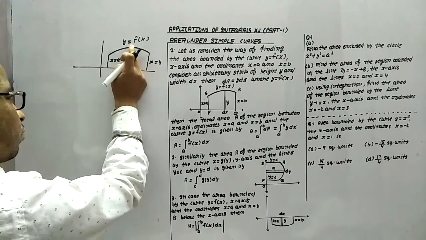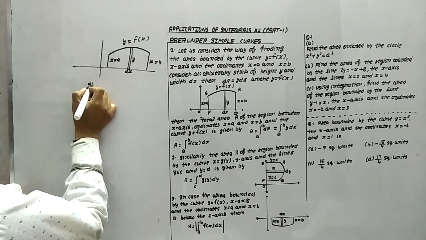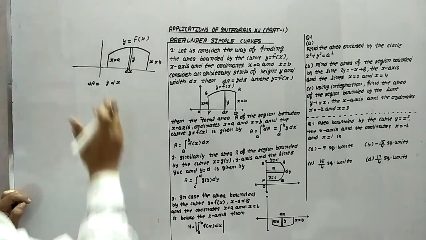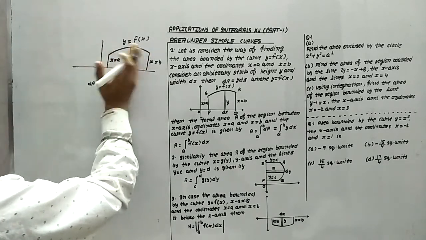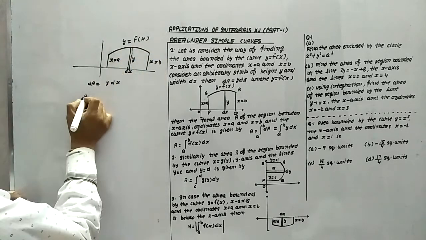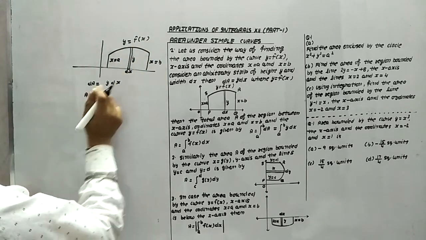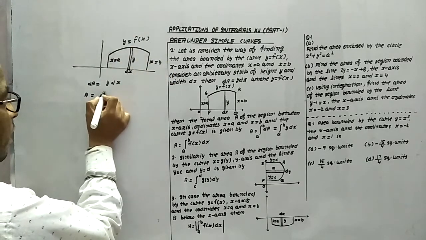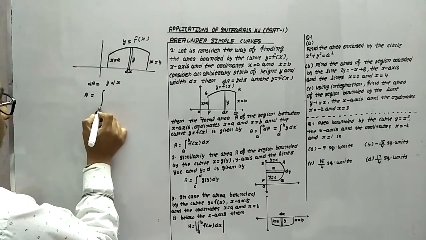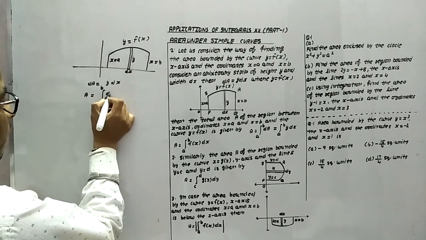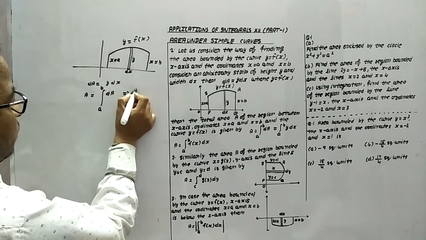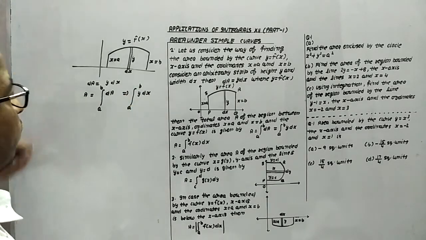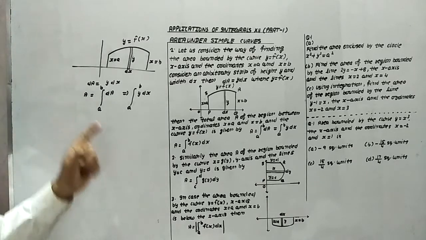Now if we have to find the area of this rectangle, then we will say dA equals y dx. There are so many strips like that. To find the whole area, if we say the whole area is A, then the whole area is given by the integration from x equals a to b of dA. It means the area is equal to the integral from a to b of y dx. So this is the way to find the area under the curve.